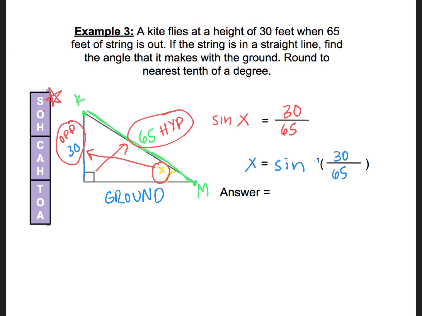From here, it's just a matter of typing it into your calculator. Again, we're just doing the same thing. We were trying to get X alone, so we had to do inverse sine with a little -1. You'll use your inverse functions whenever you're trying to find an angle. So if this said cosine, we'd do inverse cosine. If this said tangent, we'd do inverse tangent. I'm going to go ahead and show you what this looks like on the calculator.